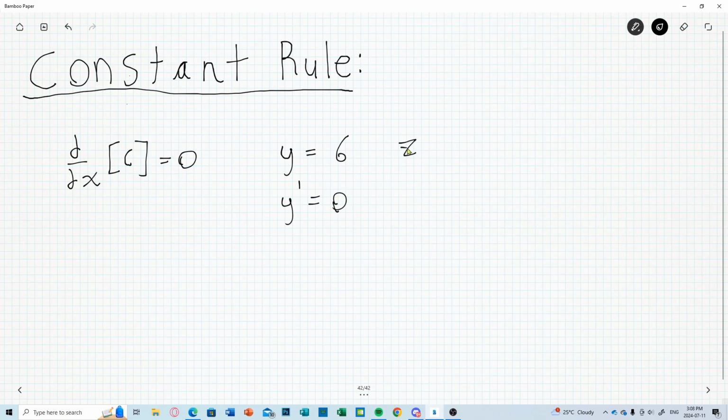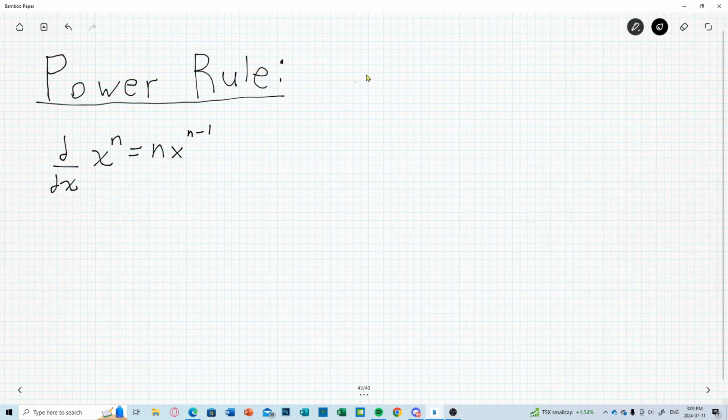Even if we have z is equal to a very large number, like 1000, the derivative of z will still be equal to 0 because of the constant rule. Next up we have the power rule. What the power rule says is that if we take the derivative of any variable to the power of n, our new derivative, or our answer, will be n multiplied by our variable x to the power of n minus 1.